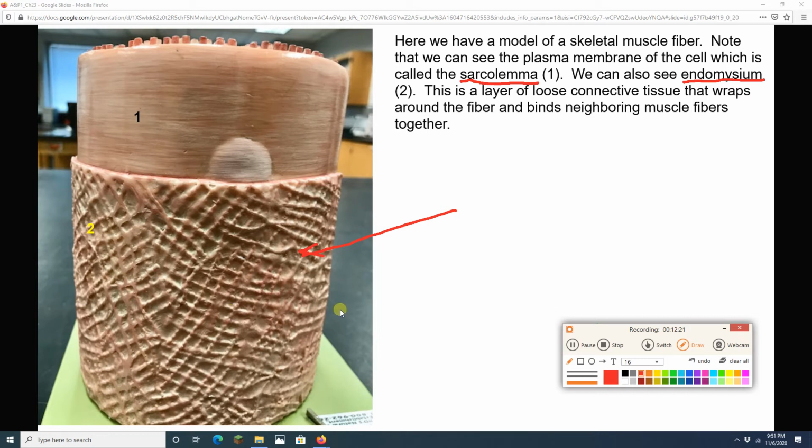Okay, what else can we see? We can see a nucleus right here. Talk about it in a second. We can see some contractile machinery pieces, these little pipe-like cylinder things sticking out. We'll get to them in a moment as well.